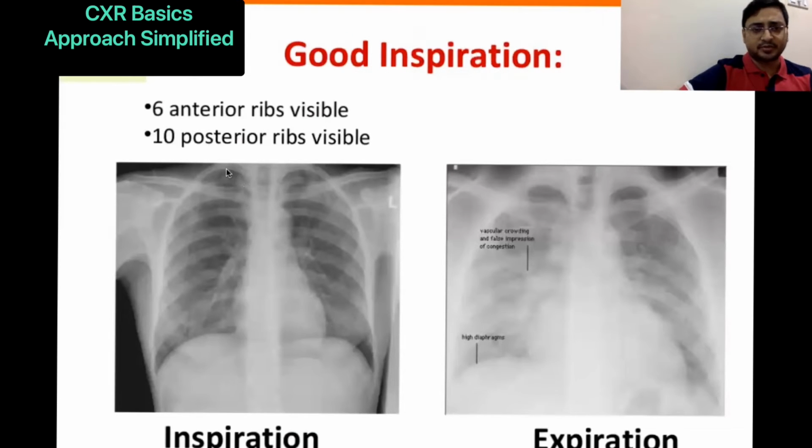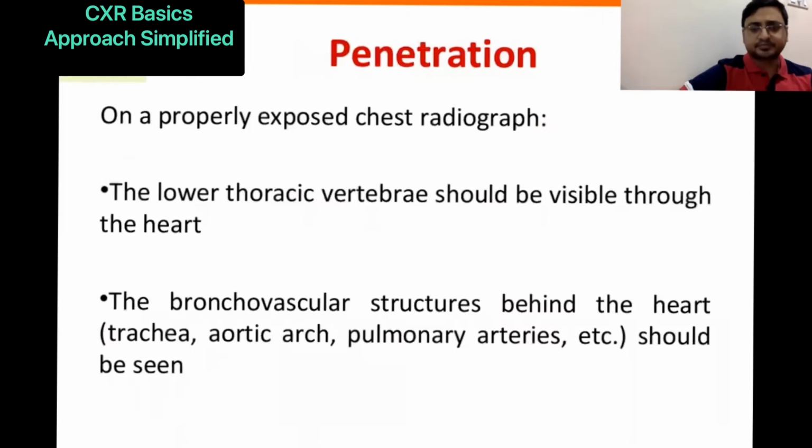So if we count the ribs from down, this is the first rib, the second rib, this is the third rib, this is the fourth rib, this is the fifth rib, and this is the sixth rib. So this is the sixth rib in full inspiration, and in the expiratory film you will be seeing less, because the lung is not expanded so much.